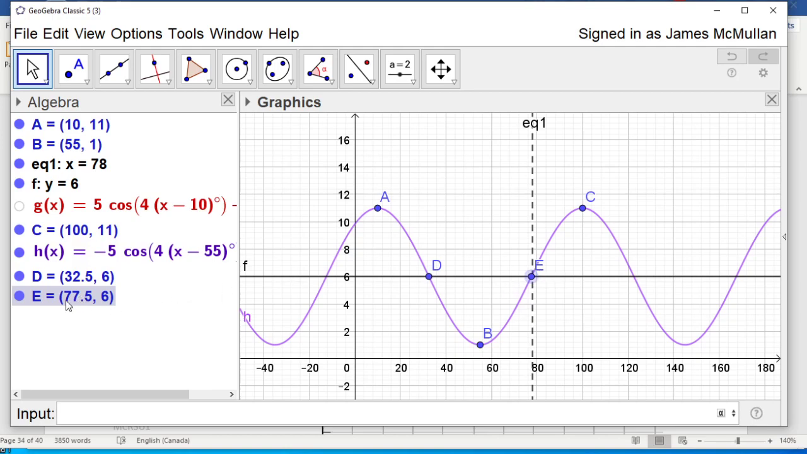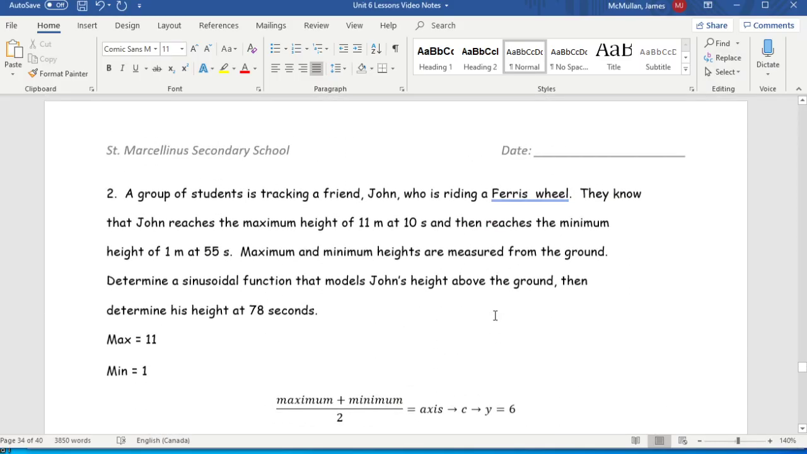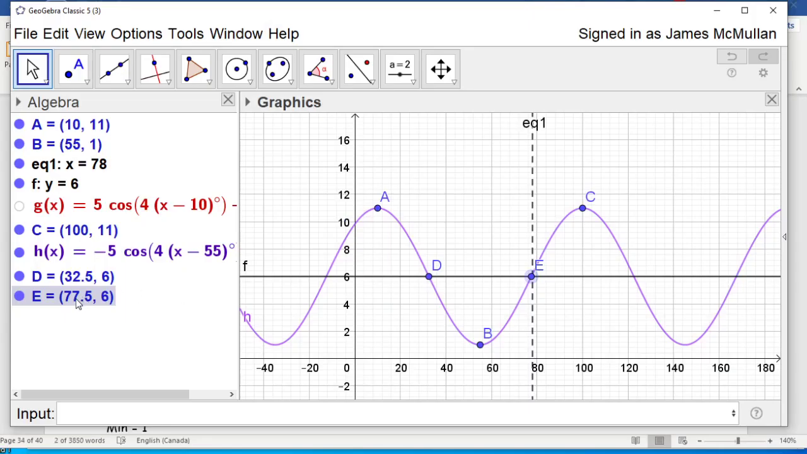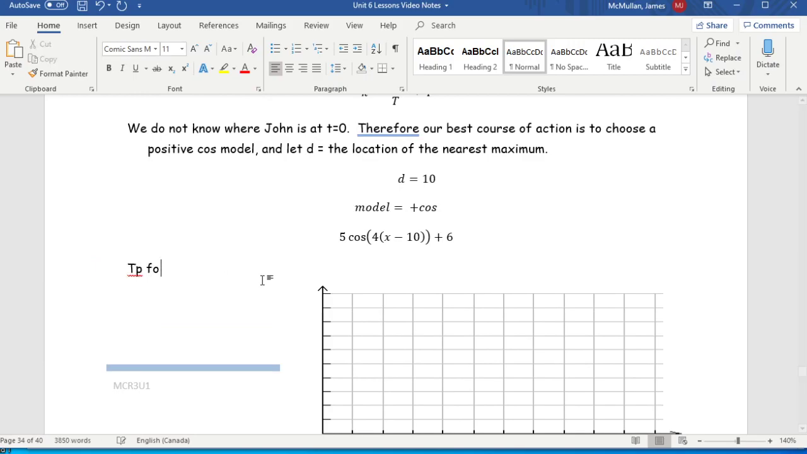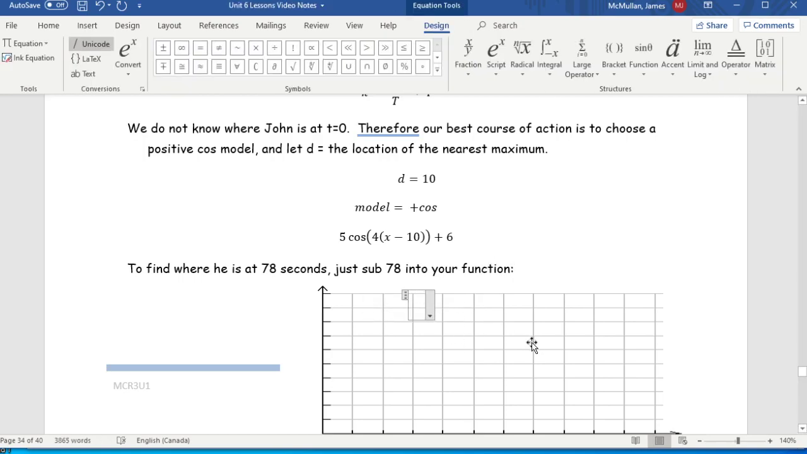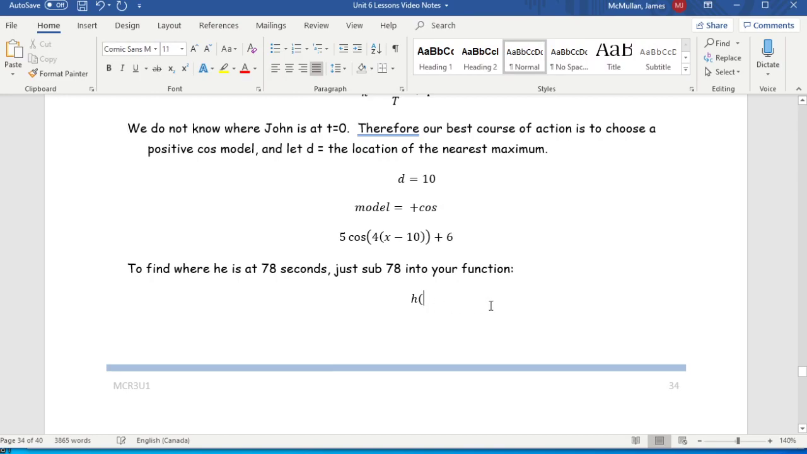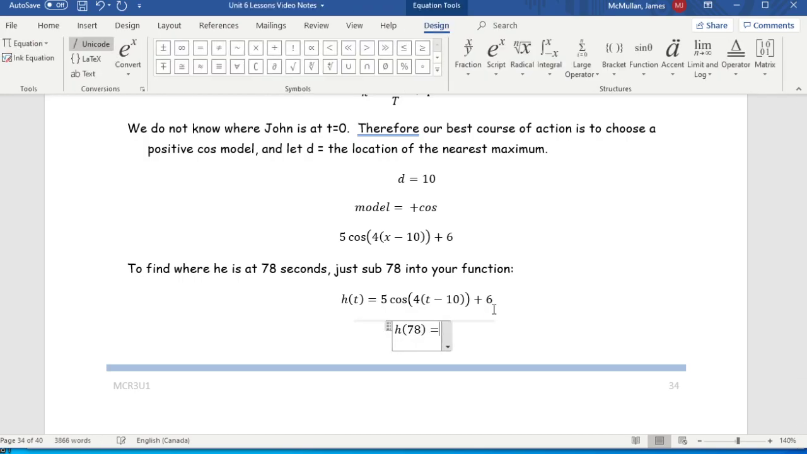Now, it said we want to know where he is at 78 seconds, right? So you can see, if he's at the axis at 77.5, he's just going to be barely above that. So to find where he is at 78 seconds, just sub 78 into your function. So our function, remember, h of t is equal to 5 cos 4 t minus 10 plus 6. So all you would be doing here is subbing h of 78 into that.